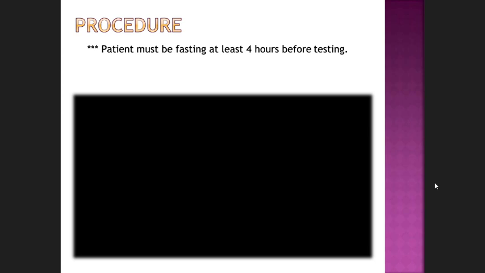So the patient should have a minimum of 4-hour fasting. Practically, we tell the patient to come on an empty stomach. So why do we call the patient on an empty stomach, or why is minimum 4-hour fasting required? Who will answer this question?